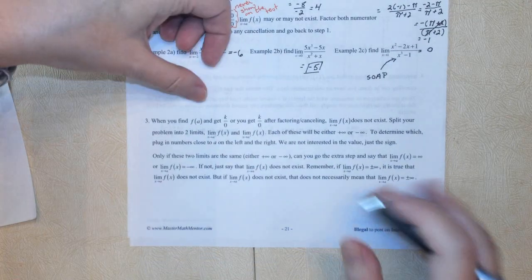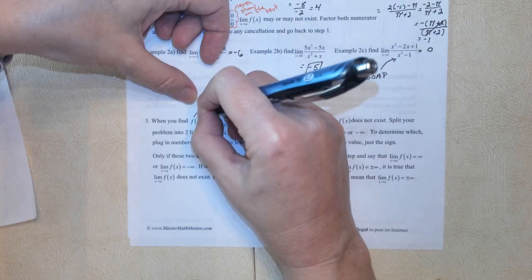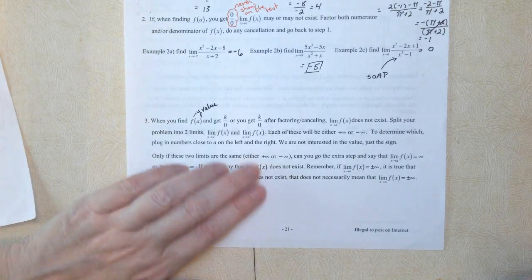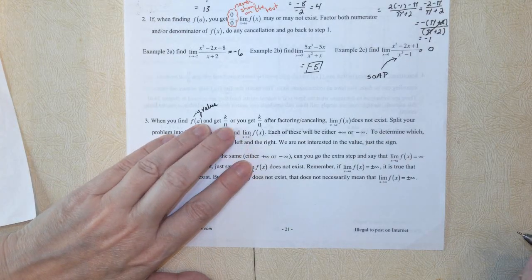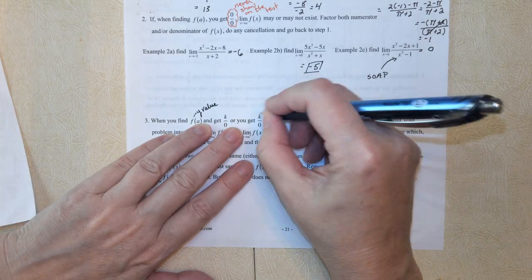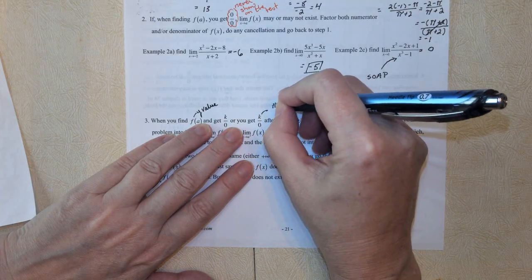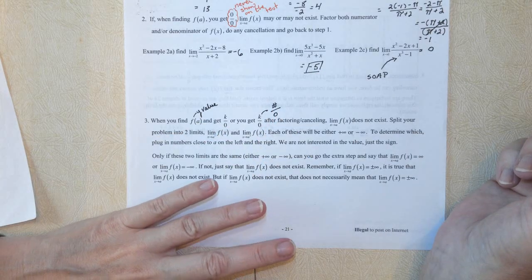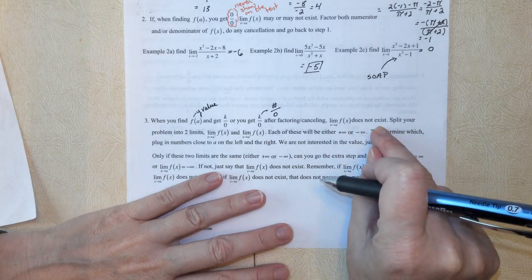When you find the value, remember f of a means the y value. You get a k over 0, or k over 0 after factoring. Remember, k means a number over 0, some value. Then this limit doesn't exist.